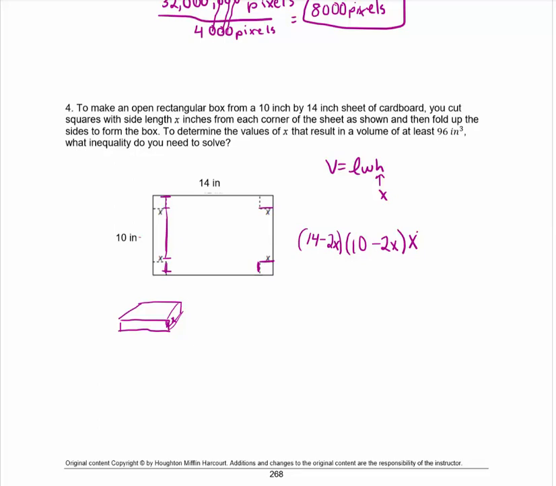We want this to be at least 96 inches cubed. So we want this to be greater than or equal to 96 because that's what at least means. And it always helps me to think about money: if my dad says he's going to give me at least $96, then he's going to give me greater than or equal to $96. I'm hoping for greater than, but I do have to remember that it could be equal to. So this is the inequality we need to solve.